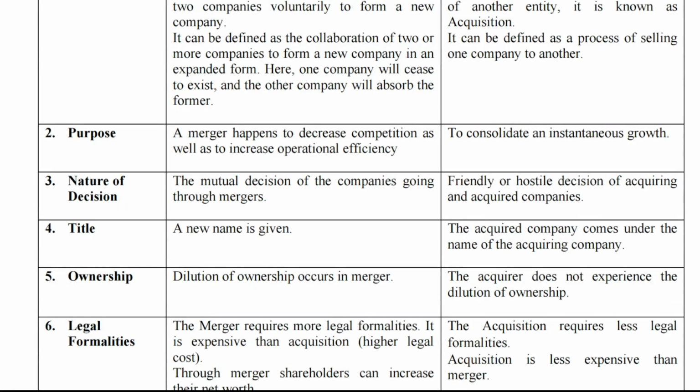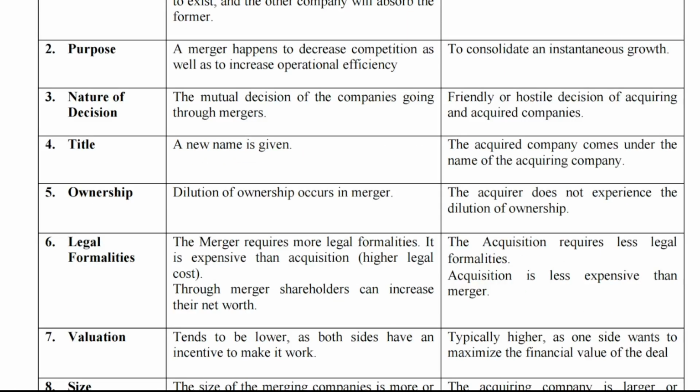Second point, purpose. A merger happens to decrease competition as well as increase operational efficiency, whereas an acquisition happens to consolidate an instantaneous growth. Third point, nature of decision. In merger, it is a mutual decision of the companies going through the merger, whereas in acquisition, it is a friendly or hostile decision by the acquiring company.